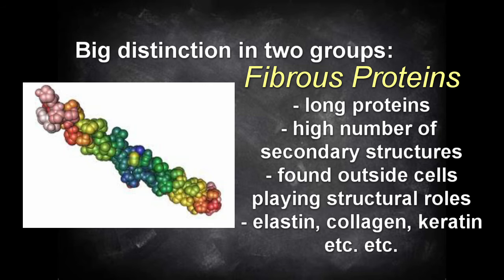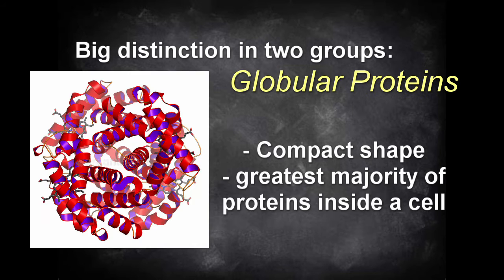They usually play a structural role outside cells. Some examples are keratin, collagen or elastin. And then globular proteins. They have a compact shape and represent the great majority of the proteins inside a cell.